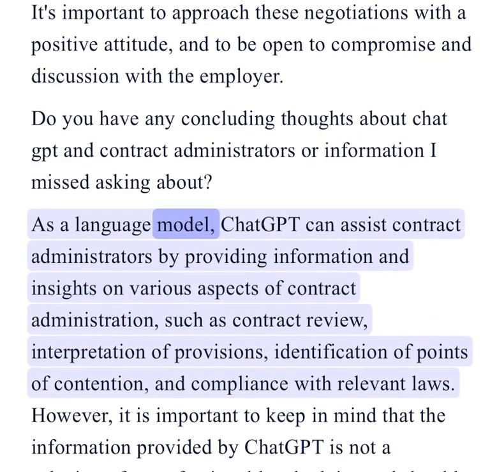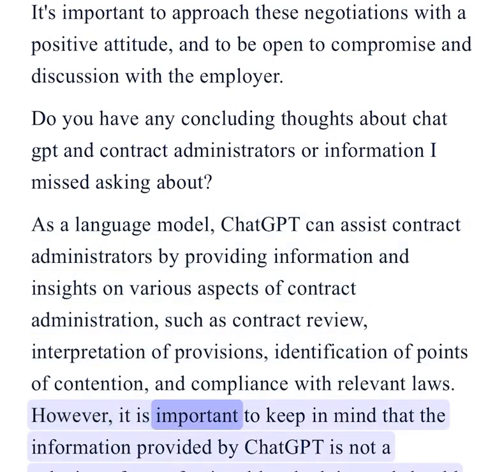As a language model, ChatGPT can assist contract administrators by providing information and insights on various aspects of contract administration, such as contract review, interpretation of provisions, identification of points of contention, and compliance with relevant laws. However, it is important to keep in mind that the information provided by ChatGPT is not a substitute for professional legal advice and should not be relied upon as such.